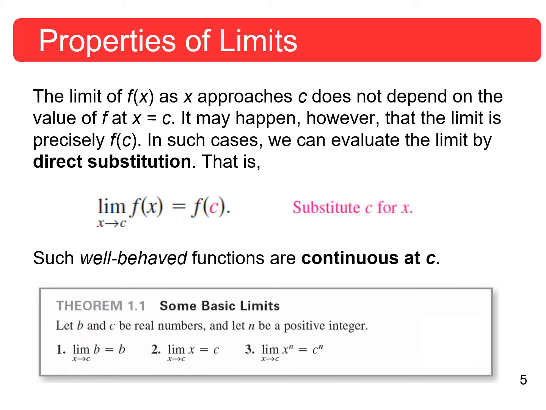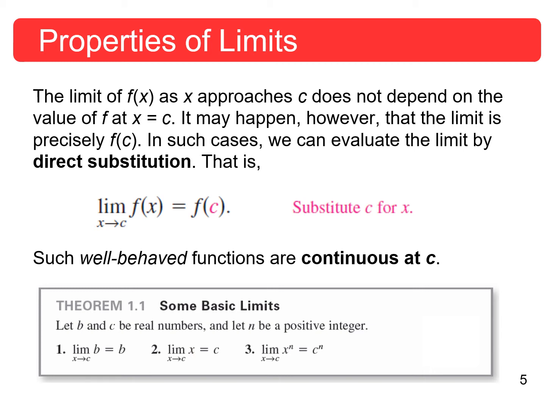Let b and c be real numbers and n is a positive integer. If you get the limit of a constant, b is a constant, as x approaches c, so notice that b is not dependent on x, this is just a constant. So therefore the limit of the constant is just equal to the constant. So the limit of b as x approaches c is just equal to b. And the limit of x as x approaches c is equal to c. You can just replace x here by c, because this is just saying that the function f of x is equal to x.